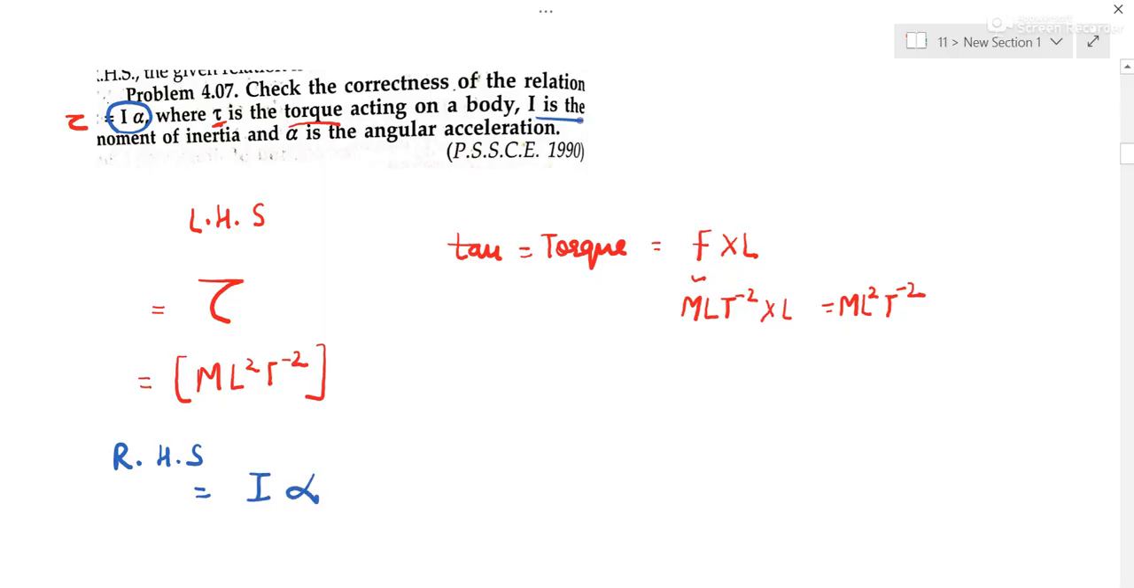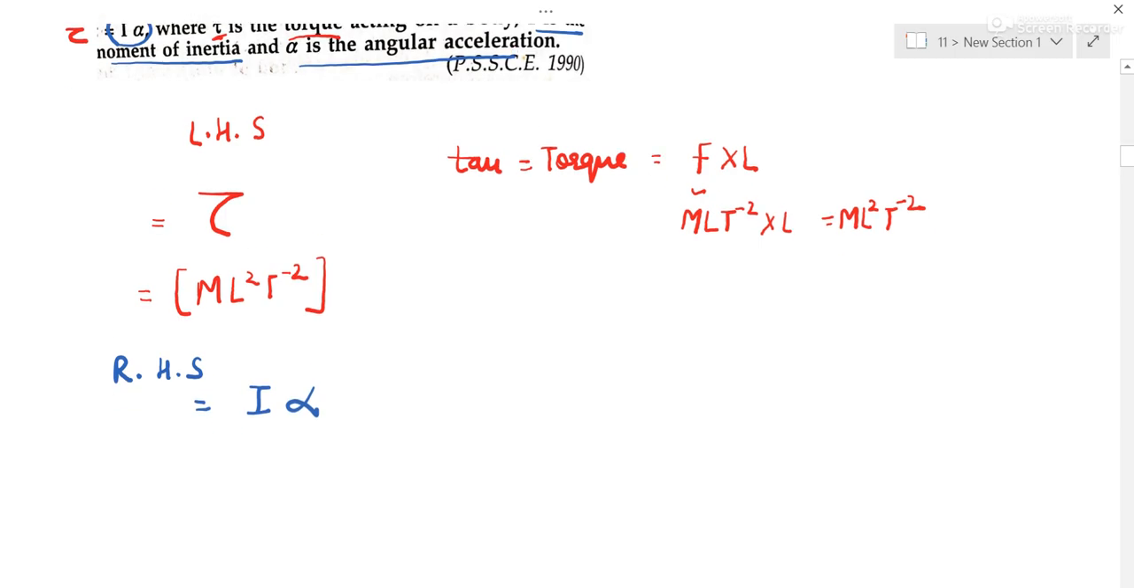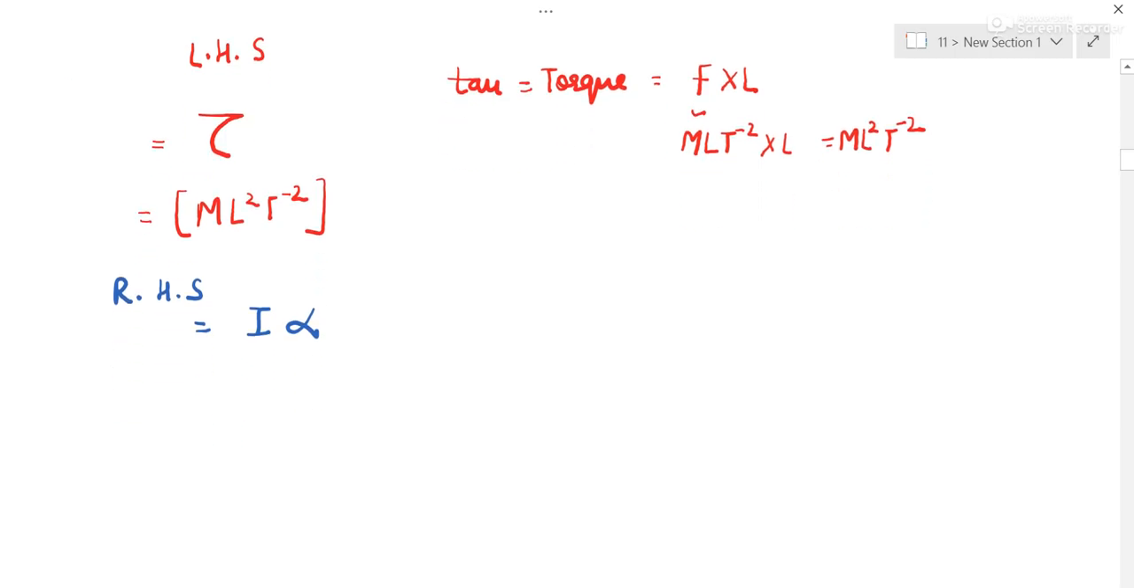What is I? They have told it is moment of inertia, and alpha is angular acceleration. So you will be requiring knowledge of these quantities, at least dimensional formula. So what is I? I is moment of inertia. They have told in the question that this is moment of inertia. But then how to do it? We don't know the formula. So you'll have to memorize. Moment of inertia is mass into distance square. So right here it is mass into distance square.